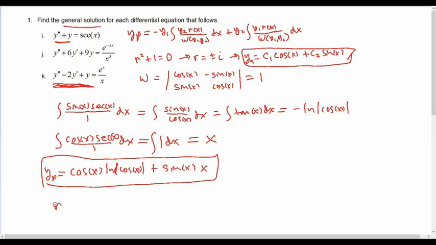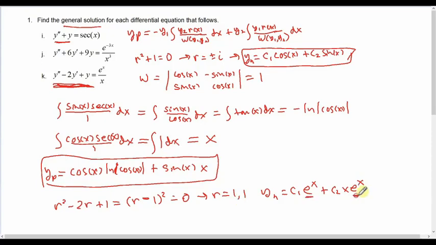That one has, I'm not going to work it all the way out, but at least get it started. That factors as r minus 1 squared. That gives you r equal 1 twice. And so my homogeneous solution here is going to be c1 e to the x plus c2 x e to the x, because of that duplicated root there. And so now y1 and y2 are e to the x and x e to the x.